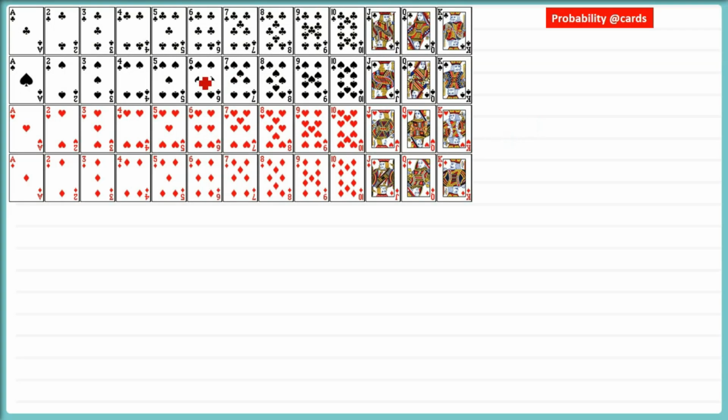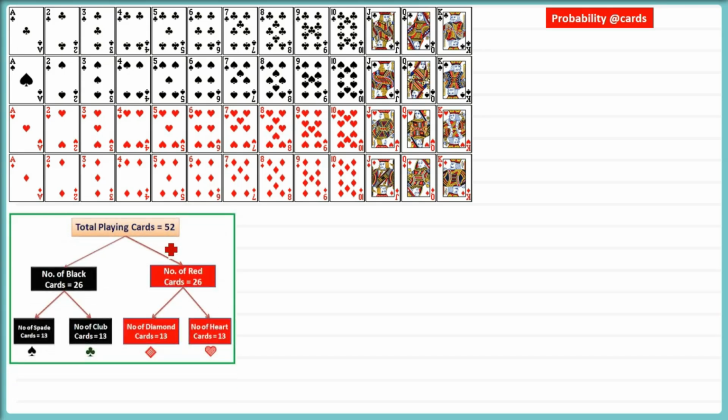In probability, mostly the cards questions are asked. So before that, we need to understand what cards means. If you don't know about the cards, let's understand it. We call it a deck of cards or simply cards. This is the whole picture of the cards which you will find in a deck of cards.